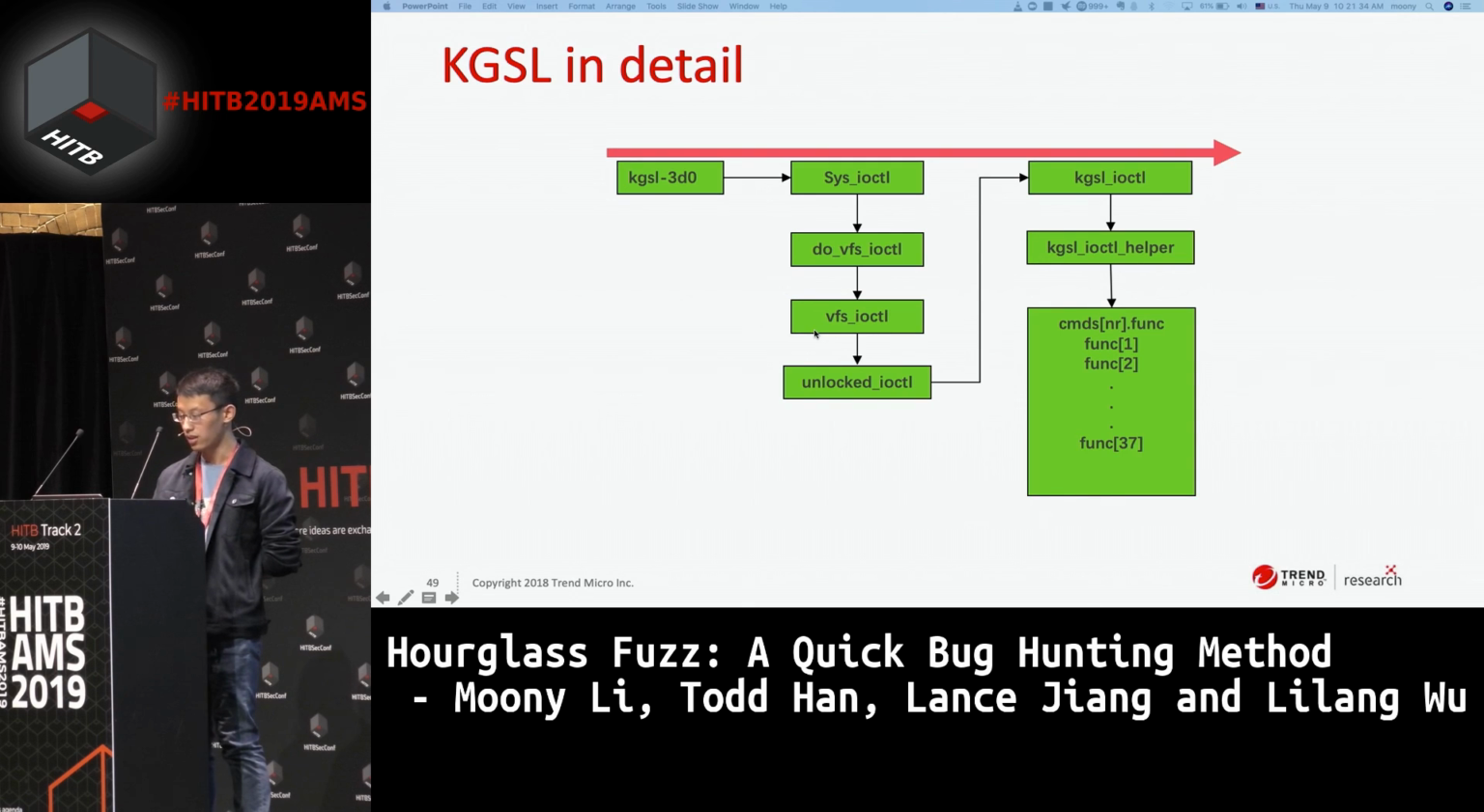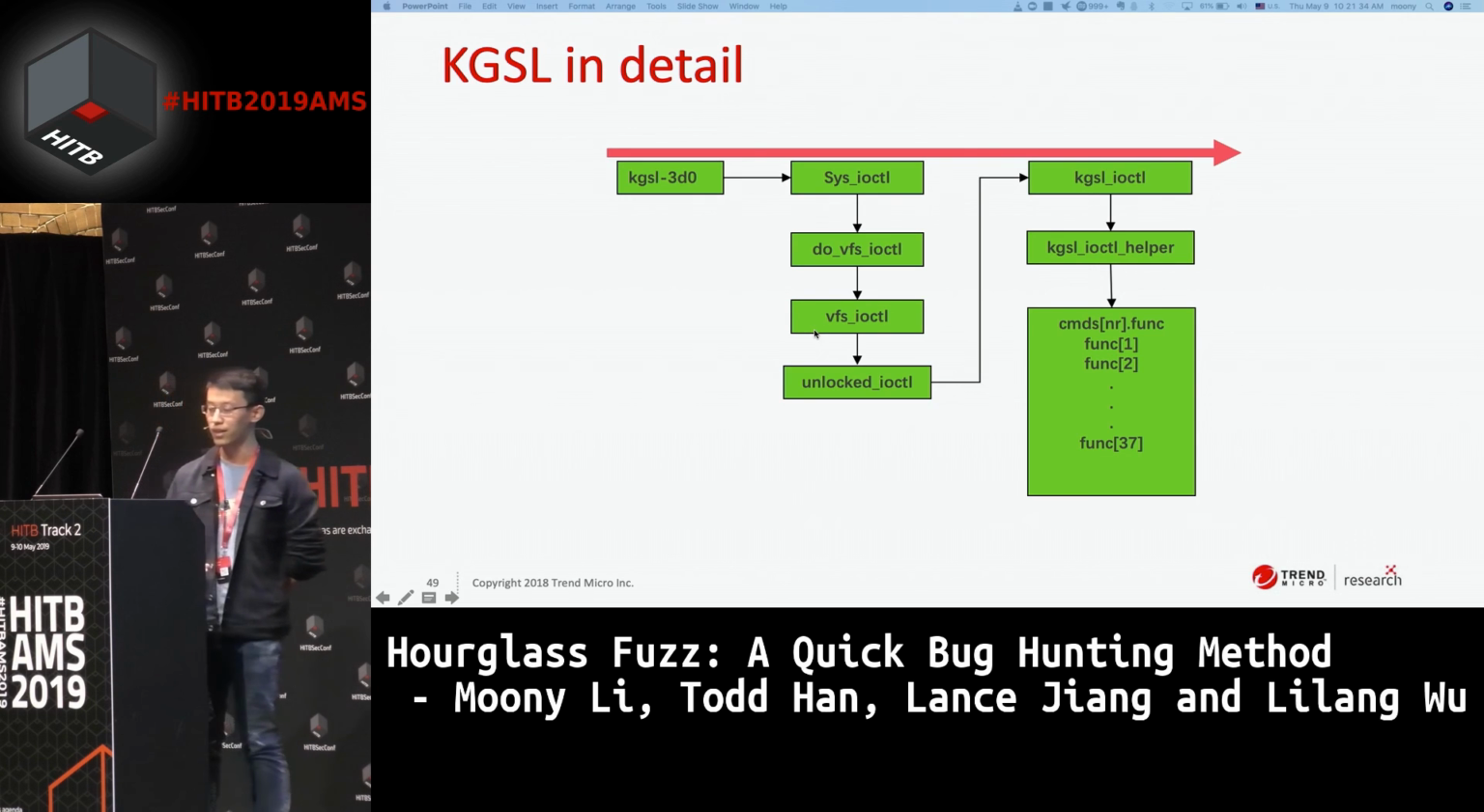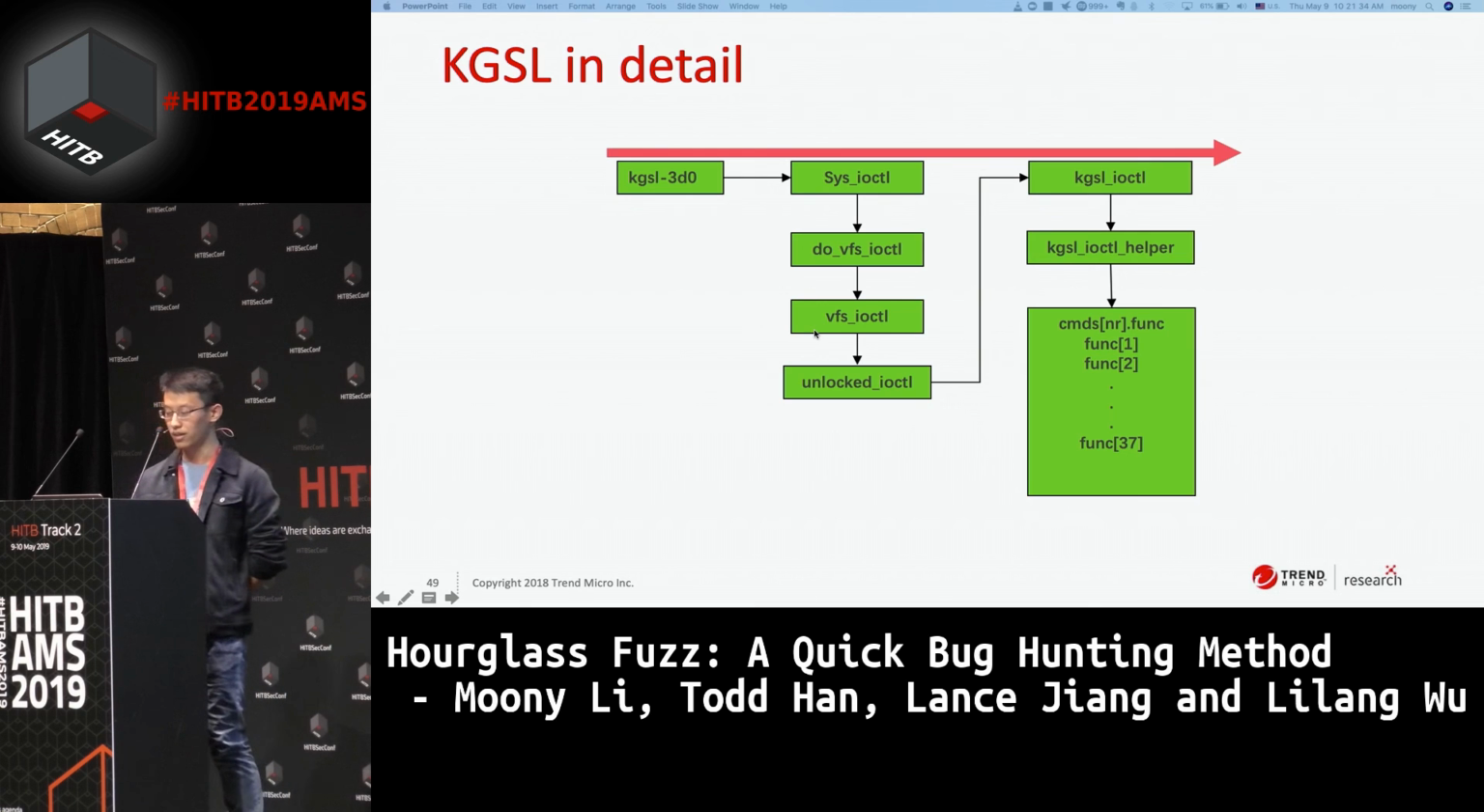And in the kgsl_ioctl_helper method, it will determine which function to call based on the command code. There is a function structure named kgsl_ioctl_funcs, including the function name and the command code. That is to say, we can get the function name via the command code according to this structure. At last, use the cmd's nr function to call the target function.